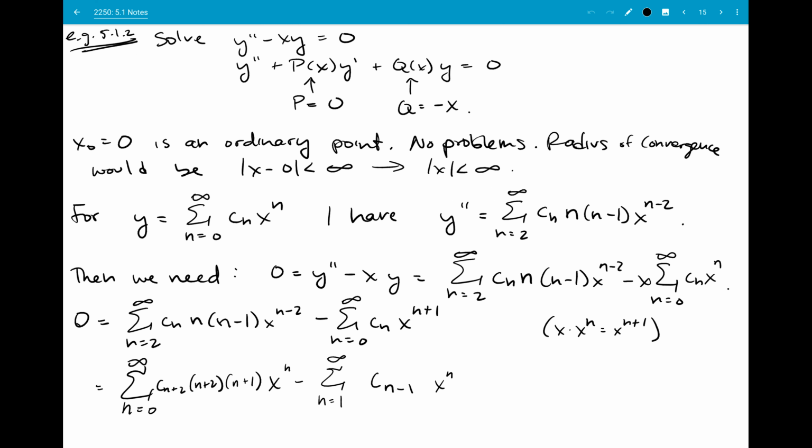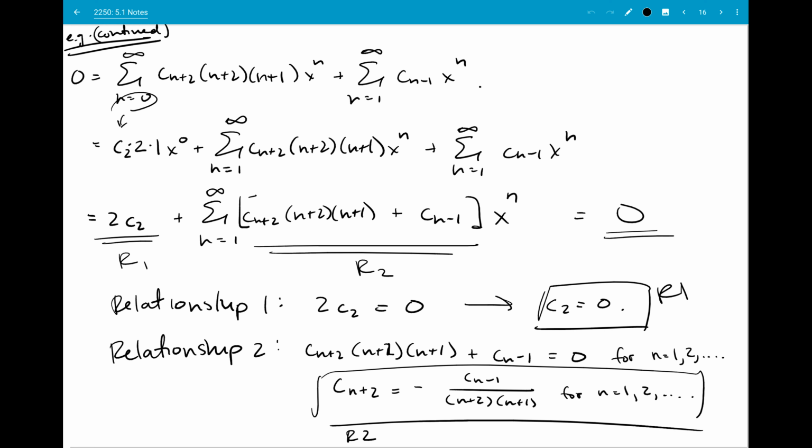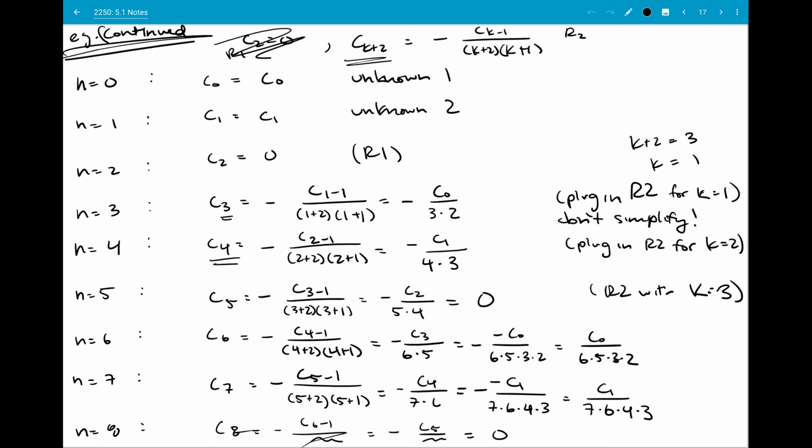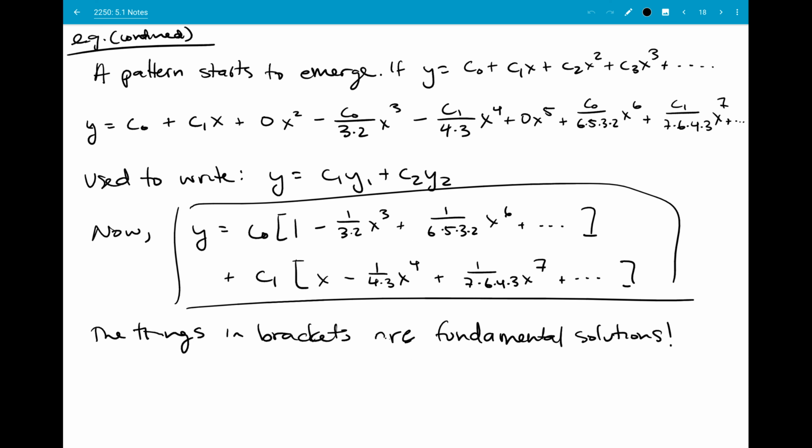So we did our first example. Our 2 relationships took 2 pages to get to. Then we had a page of plugging stuff in and seeing what happens. And then in the end, we could write out our solution and say, oh, well, it depends on C0 and C1. Those used to be attached to the 2 different parts of our solution. And I said, the things in brackets that are attached to C0 and C1 are your fundamental solutions. They're like your Y1 and Y2 from exam 2. Later, if we can get this working, we'll actually think about turning this back into a function. But if this is as far as we ever get, that's okay.